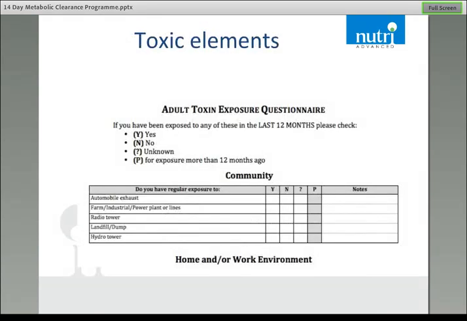You've also got a toxic exposure questionnaire in there. There's just one of those, and that's to help you and your practitioner to ascertain where your sources of toxicity may have come from, whether it be home or work or environmental toxin exposure. So again, hand that back to your practitioner.